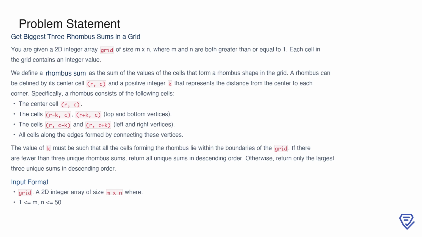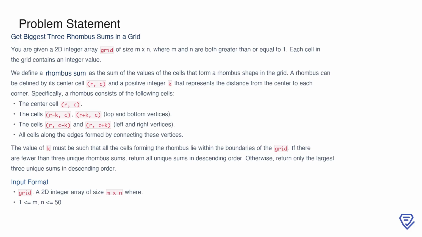A rhombus is defined by a center cell, specified by its row and column indices, and a distance k, which determines how far the vertices of the rhombus are from the center. The vertices of the rhombus include the top, bottom, left, and right cells, along with all the cells that connect these vertices along the edges.